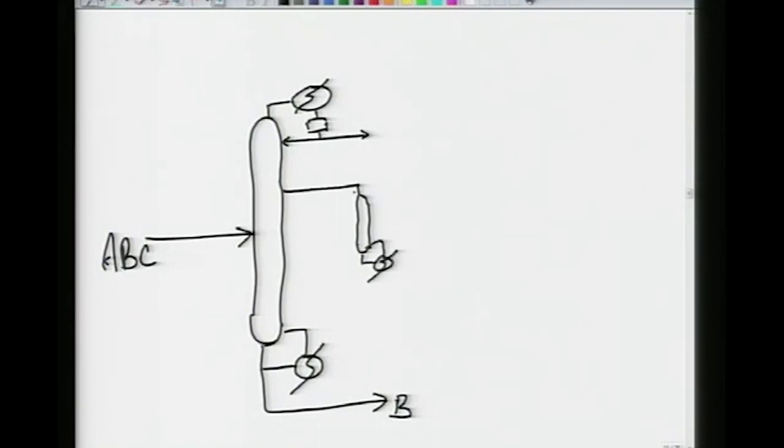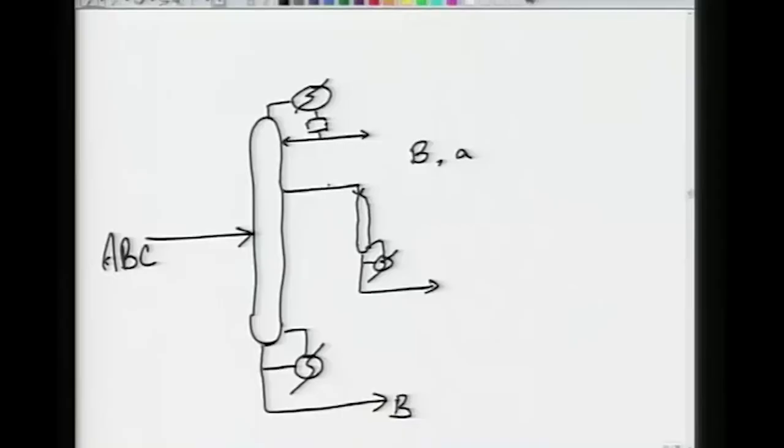And what this reboiler is doing, you see my stream that is coming out, the side draw is essentially a lot of B and some A. I would not like the A to come down here. I would like to enhance the recovery of A, which is precious. So, I would not like to lose out my A with the side draw. So, what I do is I put a side stripper. And what this side stripper does is it does not allow the A to leak down the bottoms. So, here is a side stripper complex column configuration, right.